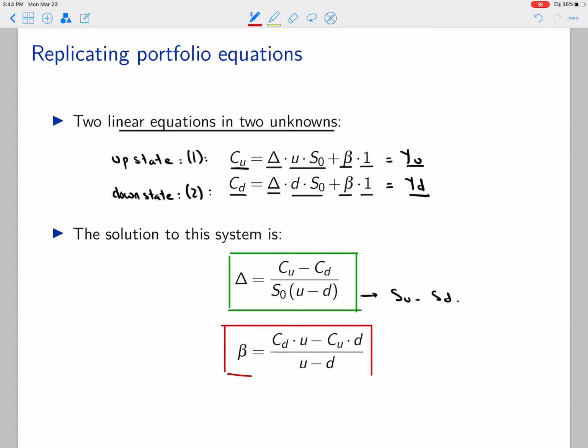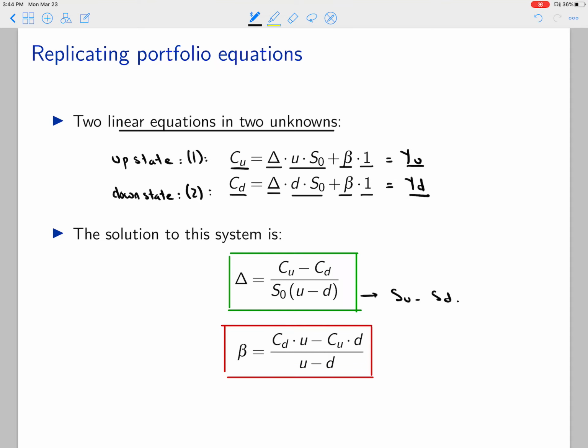And beta tells us the number of bonds we're going to need to own. It's equal to the call payoff C sub d times the gross rate of return u, minus C sub u times the gross rate of return d, all over u minus d. In other words, a portfolio of delta shares and beta bonds is going to replicate the payoff of the call option, where delta and beta are given by these two equations right here.